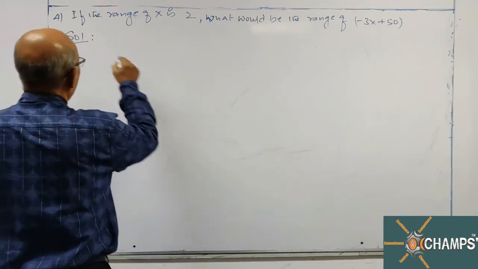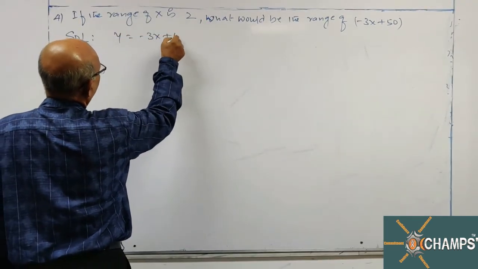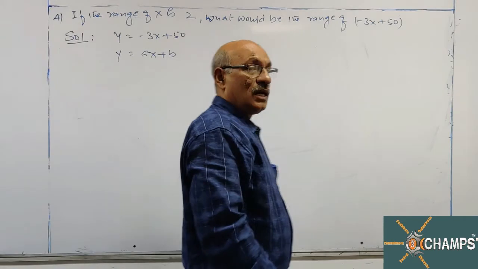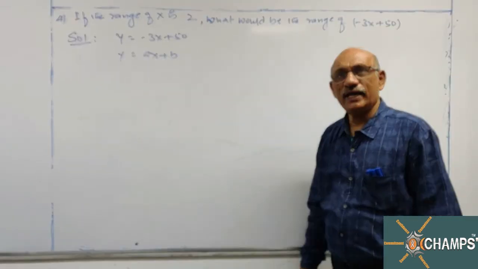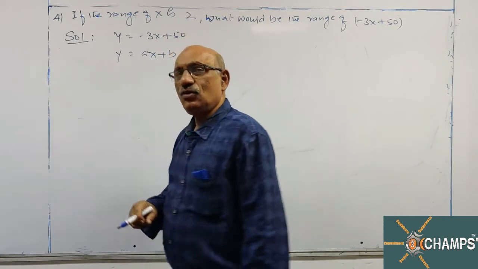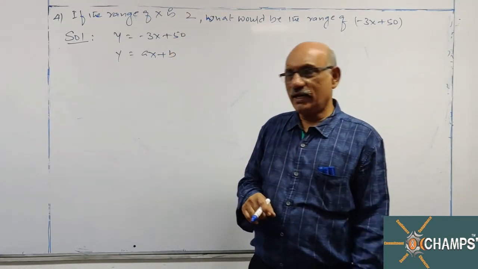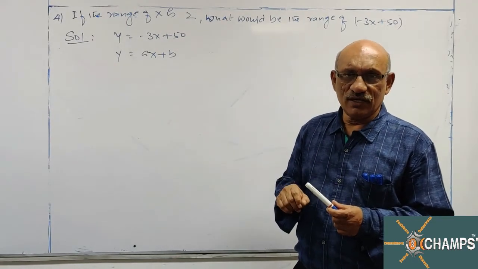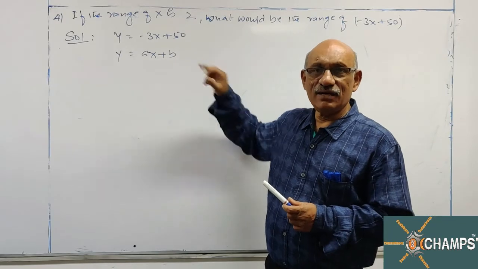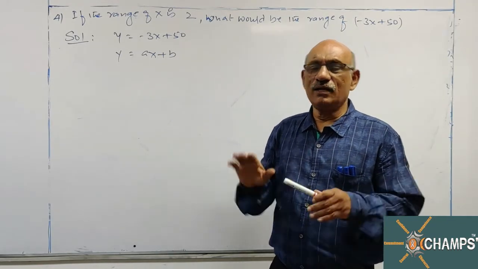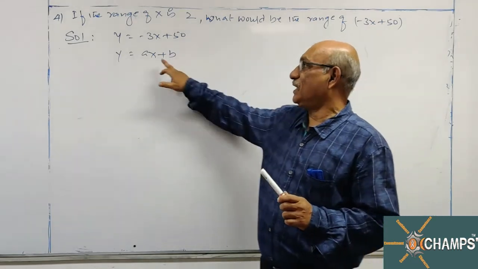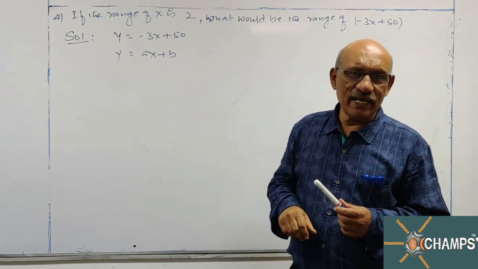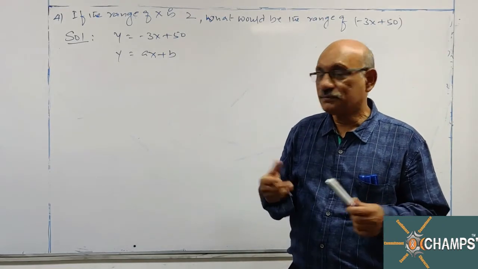Simple. You take y is equal to minus 3x plus 50. This is of the type y is equal to ax plus b. It means you have to use the change of origin and scale property. We know range is independent of change of origin. It means when a constant is added or subtracted, range will remain the same. But if the variable x is multiplied or divided by any constant, range will change.